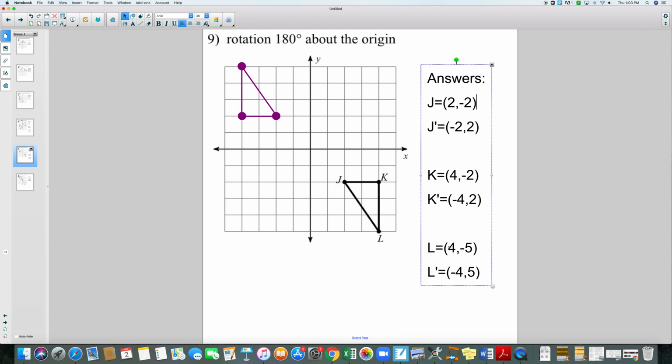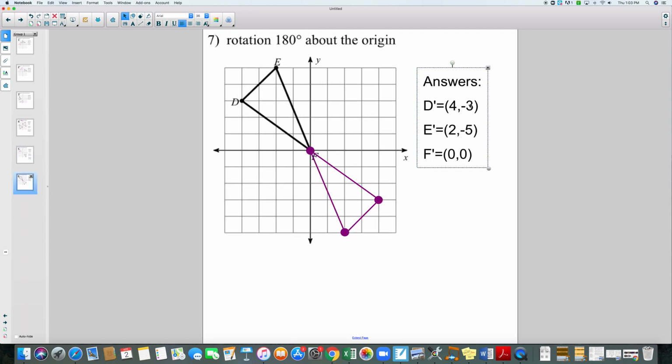And for L, we had positive 4, so we went over 4 and down 5. Now, with L prime, we're going to do the opposite, so we're going to go over negative 4 and up positive 5. All right.